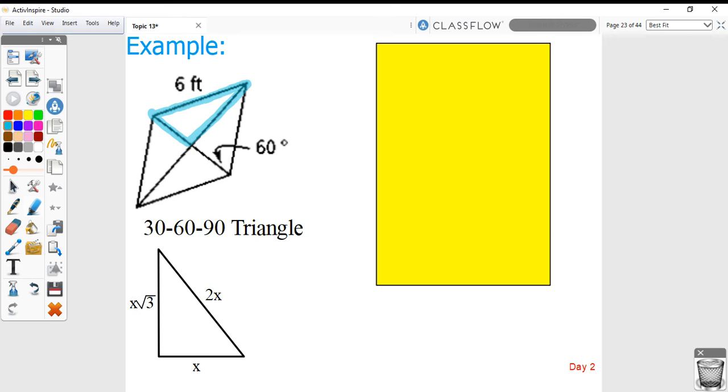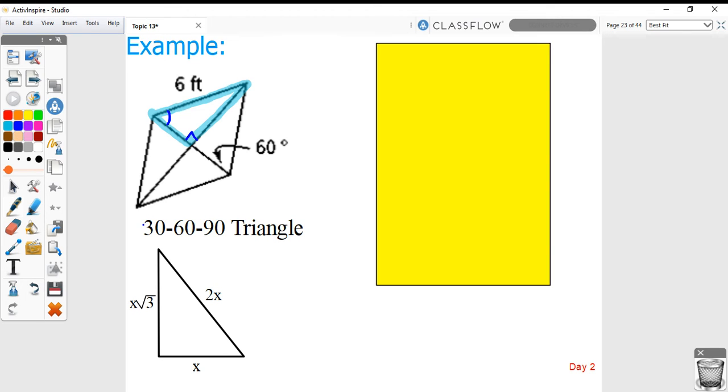Okay, first off, if this is a 60-degree angle, that means this one is also a 60-degree angle. And if we're dealing with a 60-degree angle and a right angle in this corner, as we always do with the rhombus, that means it's a 30, 60, 90 triangle. If we have a 30, 60, 90 triangle, there are some special relationships between the side lengths.